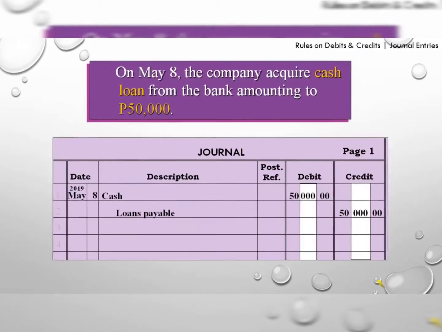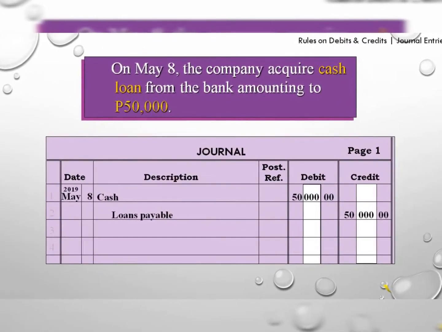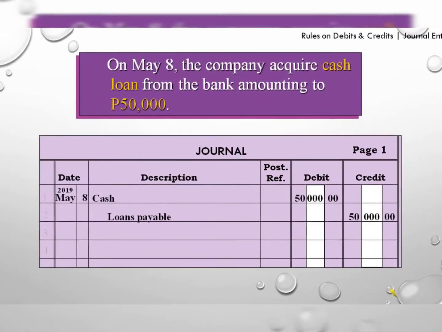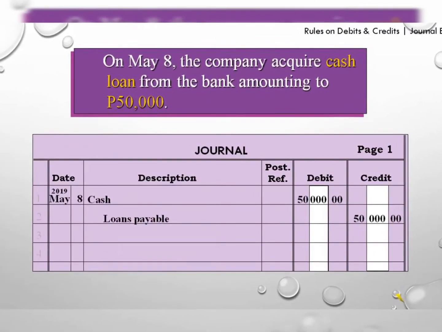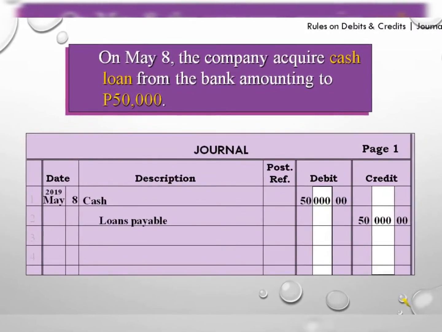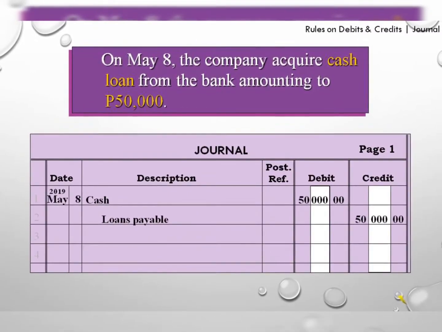For example, on May 8, the company acquired cash loan from the bank amounting to 50,000 pesos. Journal entries: cash debited, loans payable credited.